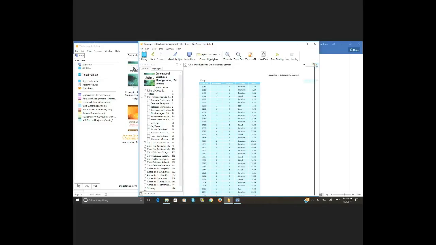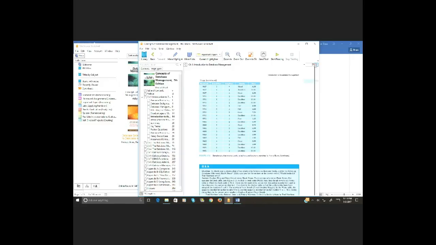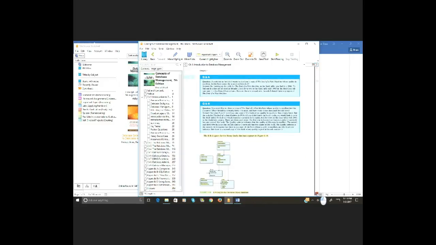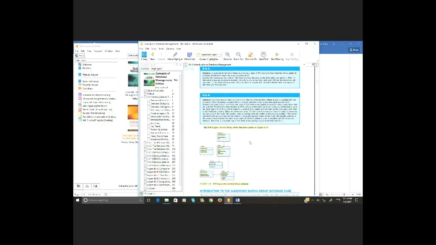Books, questions and answers, more examples upon examples upon examples. Another really good example of an ERD diagram, entity relationship diagram. You'll need to draw these for your final project. Final project's 25% of your grade, so this is something to keep in mind.